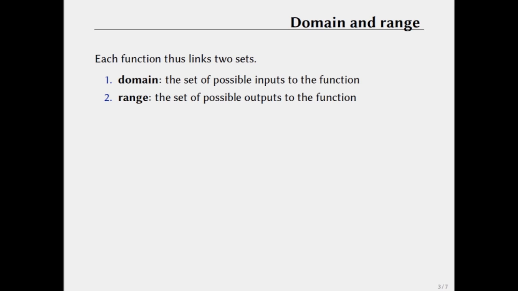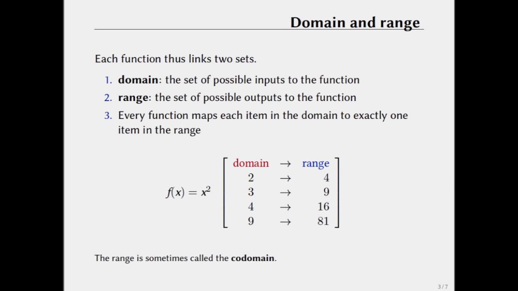Each function can be thought of as taking two sets and linking them together by mapping members of one to members of the other. The set of possible inputs to the function is called the domain, and the set of possible outputs to the function is called the range. And in essence, then, every function will map each item in the domain to exactly one item in the range. So the domain is 2, 3, 4, 9, and the range will have 4, 9, 16, and 81.